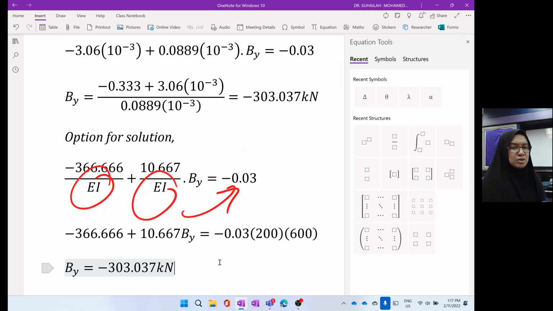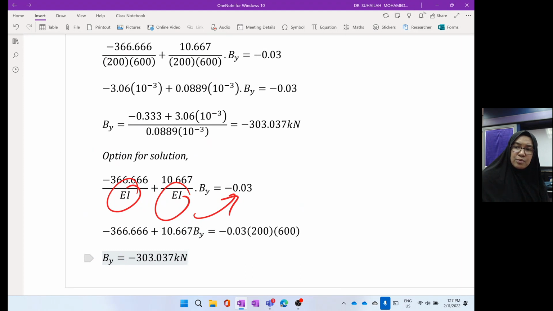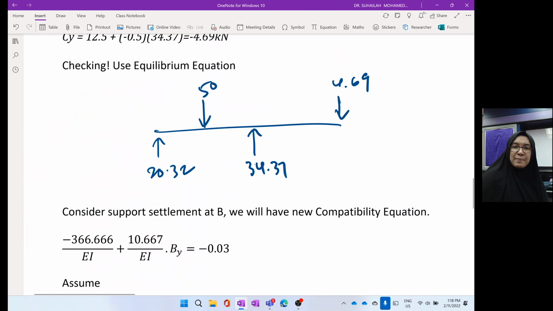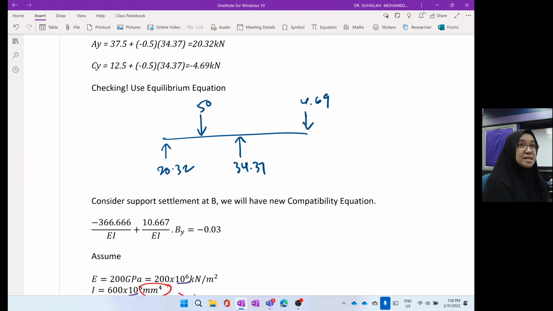So reanalyze ni maksudnya reanalyze sampai calculate balik remaining reaction jugalah. Okay, cumanya nak tunjuk kat sini yang tadi tu kenapa yang question number 1 pun saya tunjuk juga sampai checking ni kan. Because nak tunjuk pada you the whole process. Tapi kalau dalam exam jawab ikut soalan lah.